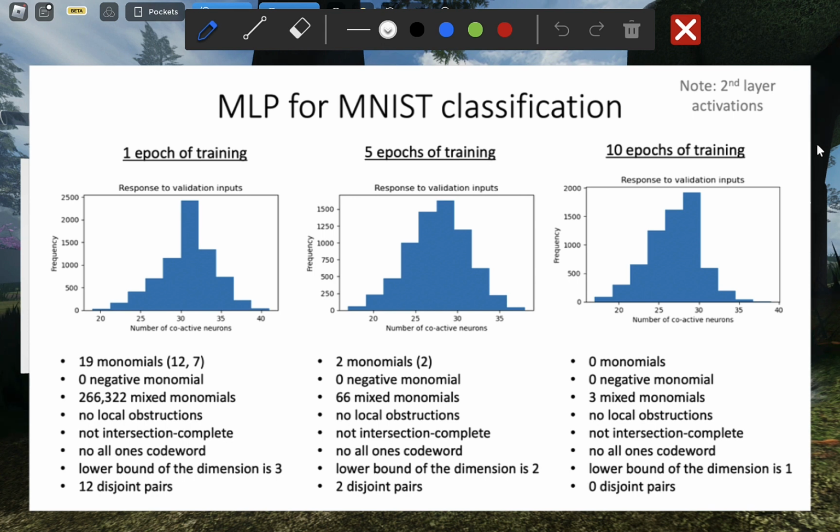There are 10 epochs that we do, and we then just count things, and we look at the distribution of the coactive neurons, so those are those histograms. We also look at the number of monomials or mixed monomials. You notice there are pretty dramatic changes here. The general trend seems to be that you start with very high mixes of high dimensional stuff, and then you slowly specialize and things separate, and the redundancy of the information changes, or it gets lower.